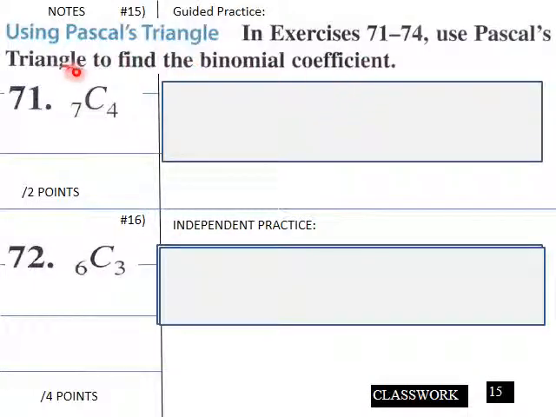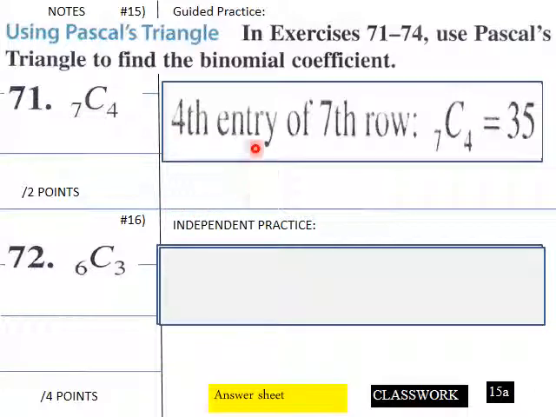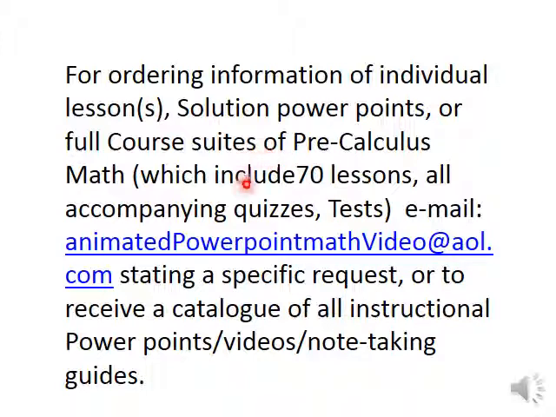Okay, use Pascal's triangle to find the binomial coefficients. So 7 choose 4. Students, this is yours. 6 choose 3. So for 7 choose 4, using Pascal's triangle for that, the fourth entry of the seventh row would be a 35. So if you cite your Pascal's triangle, you can easily see that. And that is 8.4, part 2.